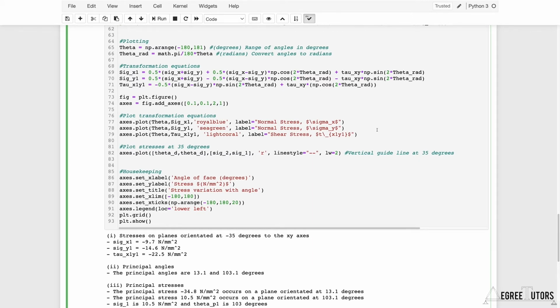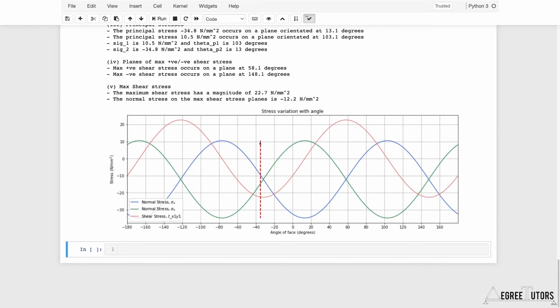That should be negative 35 degrees. Right, so I've got theta d, and then they're my x coordinates, and my y coordinates are just going to be the maximum values of stress, normal stress. All right, let's run that. Okay, so there is my vertical line, and where that line is cutting these curves are the stresses that we worked out in the very first part. So the shear stress, the stress sigma x1, and then the stress sigma y1.